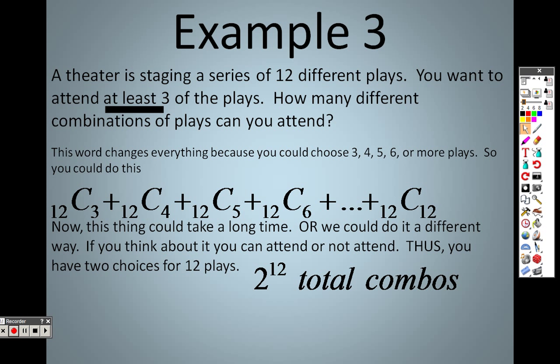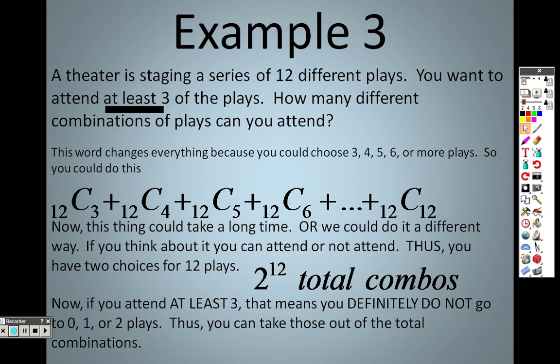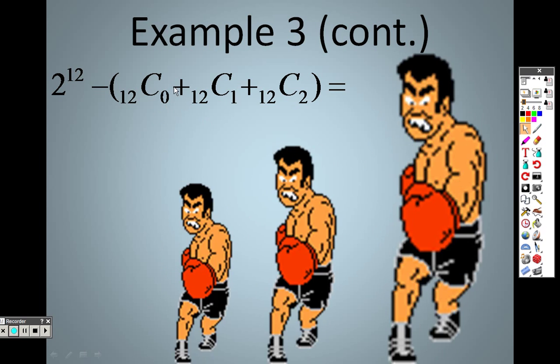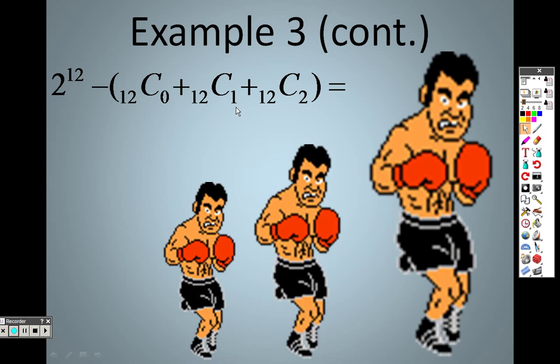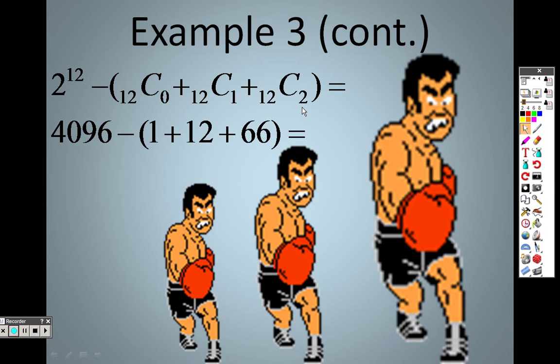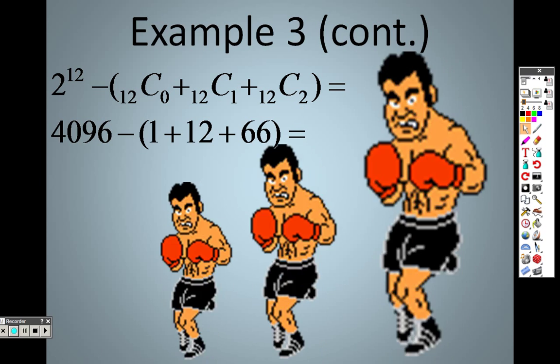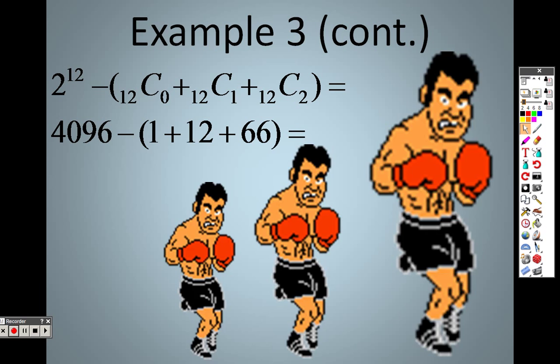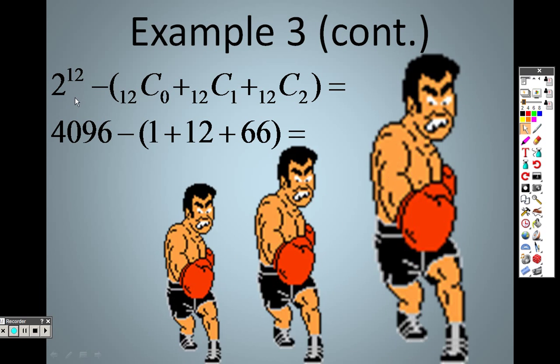I can either see the play or not see it, which is where that 2 comes from, and there's 12 different plays. So that's the total of combinations of me going. And I can choose to go see 0, 1, or 2 of those plays. So really what I'm doing is finding the combination of 12, 0, of me not seeing any, 12, 1, of me seeing one of the plays, and 12, 2. When I plugged those in with the factorials, I got a 1, a 12, and a 66. And I subtracted them from the total, which was 4,096.